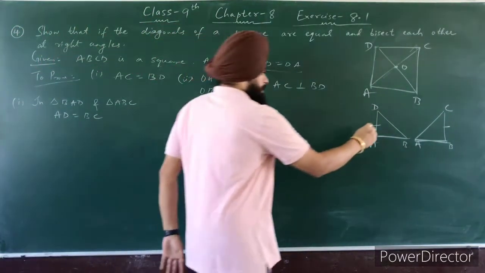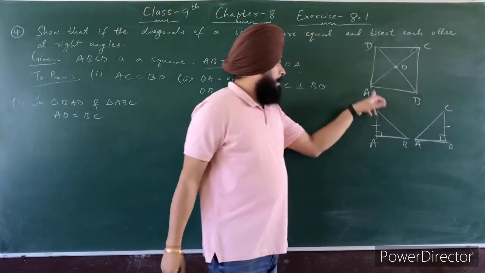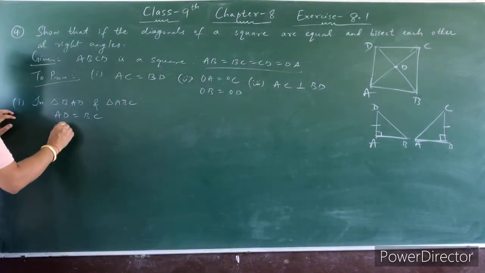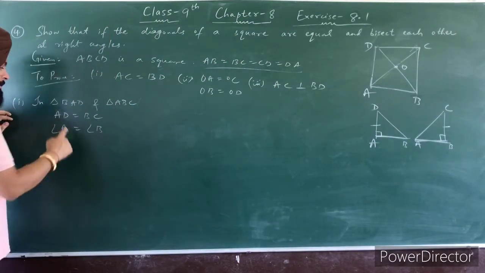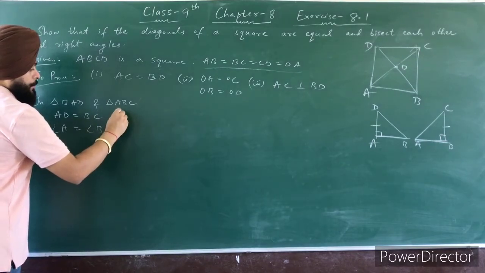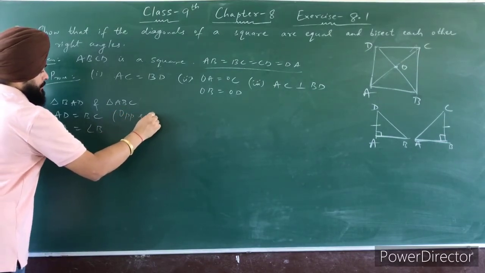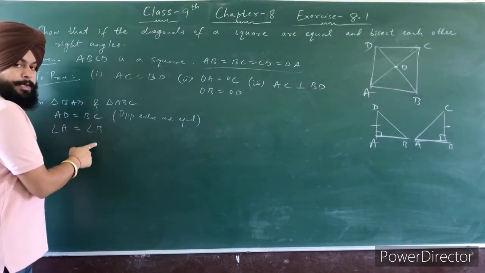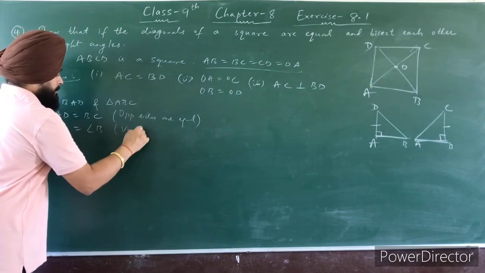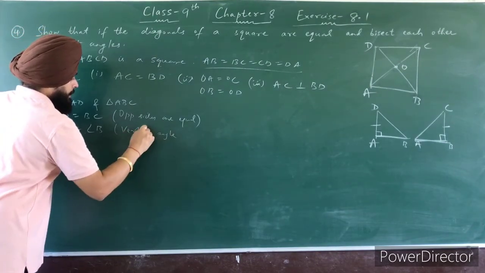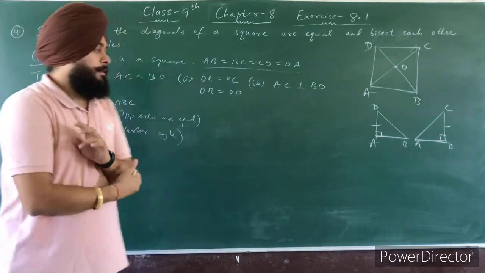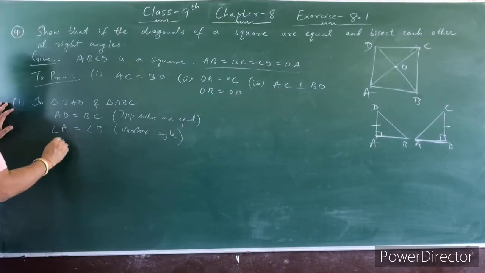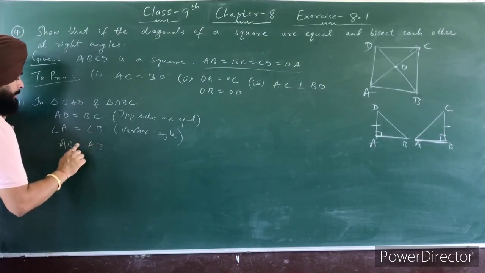Second one is vertex angle. Angle A is equal to angle B, because the square is given already. Opposite sides are equal. Angle A is equal to angle B. Reason, vertex angle of a square is of measure 90 degrees. Third one is AB is equal to AB. Common side. AB is equal to AB.